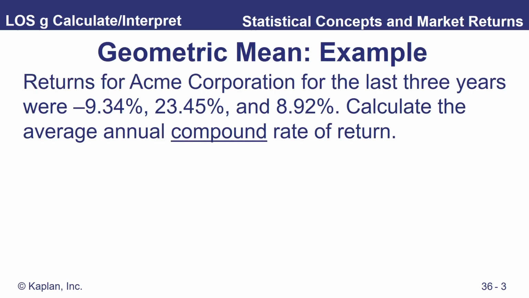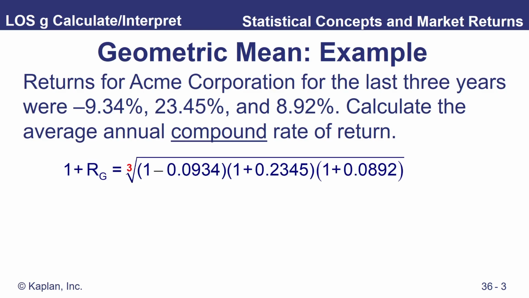Okay, so let's have a look at computing our compound growth rate with an example here. So we've got Acme Corporation here, and we've got 3 years of returns. So in the first year, the return is negative, minus 9.34%. In the second period, it's 23.45%. And in the third period, 8.92%. And we're going to calculate the average annual compound rate of return.